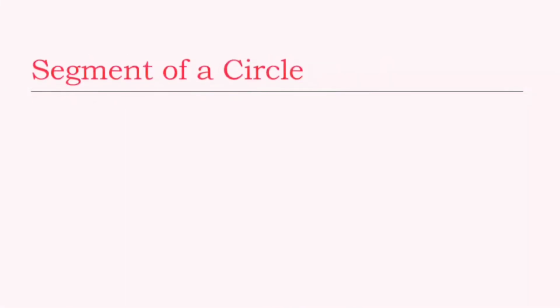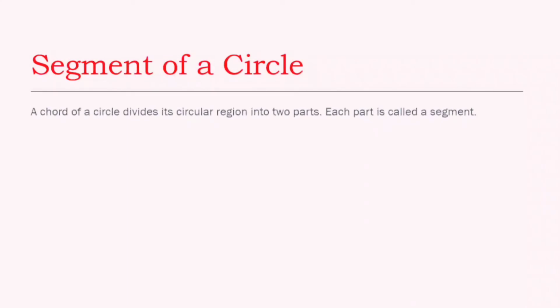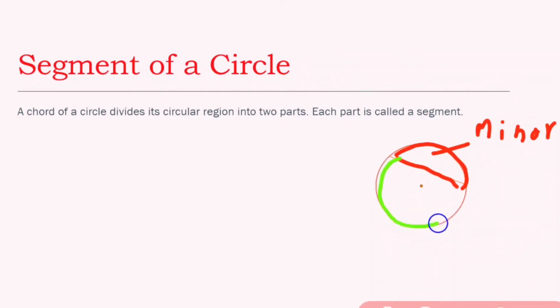Next term is segment of a circle. A chord of a circle divides its circular region into two parts, each part called a segment. It is a circle, the center of the circle, and this is a chord. And this chord divides the circle into two segments. This segment is called the minor segment, and this segment is called the major segment.